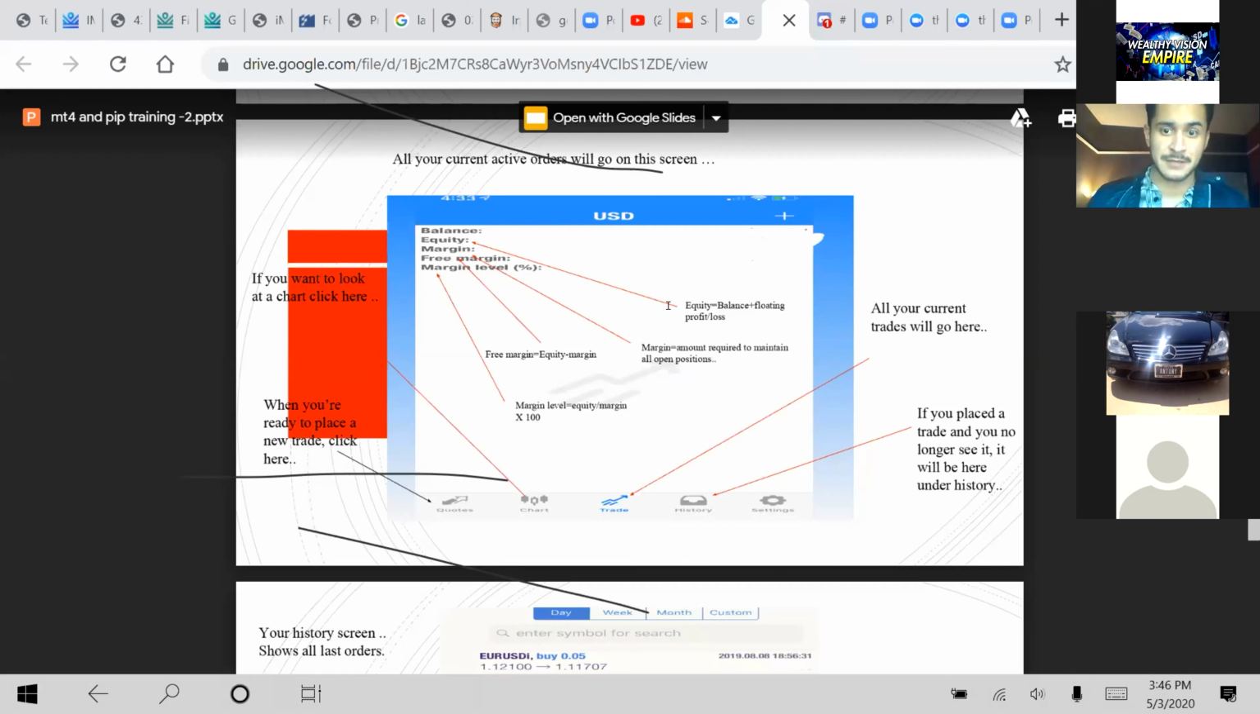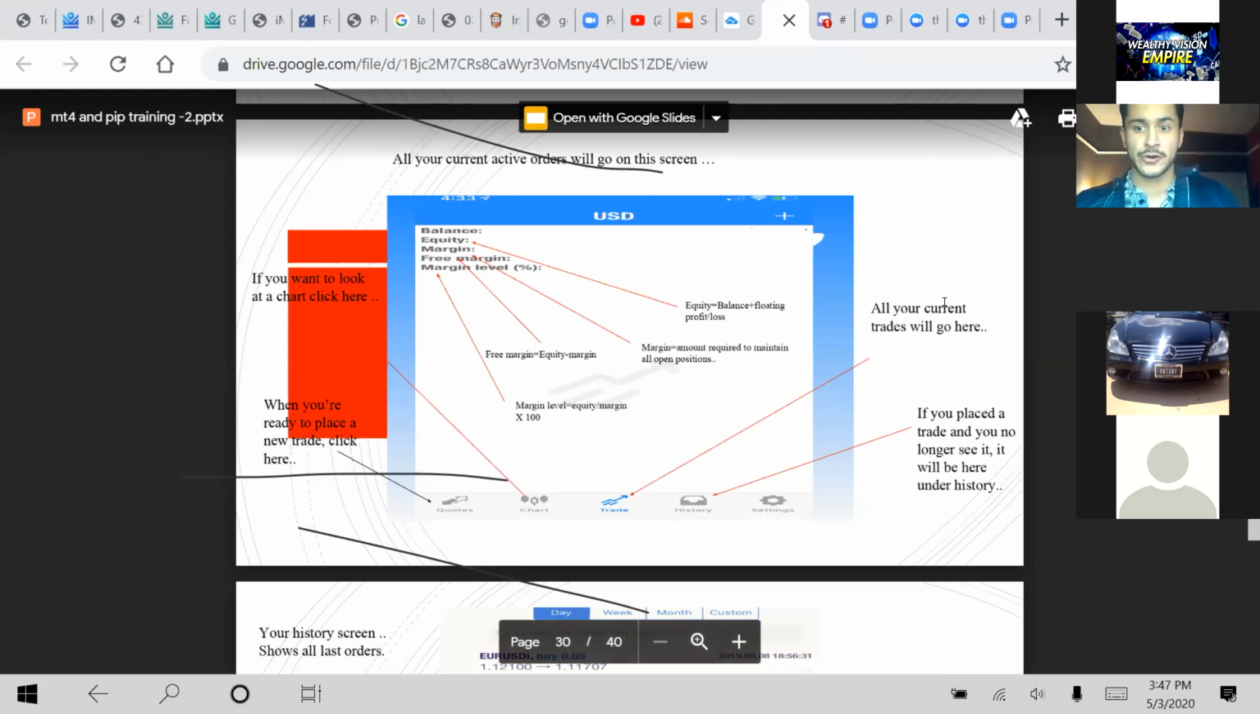Like I said, guys, your equity equals your balance plus floating profit or loss. Your margin is the amount to maintain all open positions. This is why we really, really stress that you do not trade indices yet, okay? For indices, you want to have at least $500 to $1,000 in your account. If you have $100 and you're buying an indice, you'll get pulled out real quick, and you won't be happy. Please listen to me and trust me. I've done it. I know exactly what I'm talking about. And so the free margin equals your equity minus margin, and then your margin level equals equity over margin times 100, right? Everything's pretty straightforward.